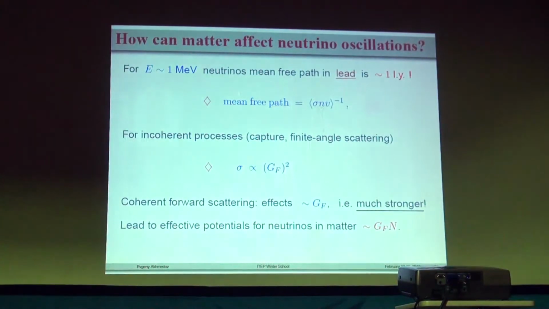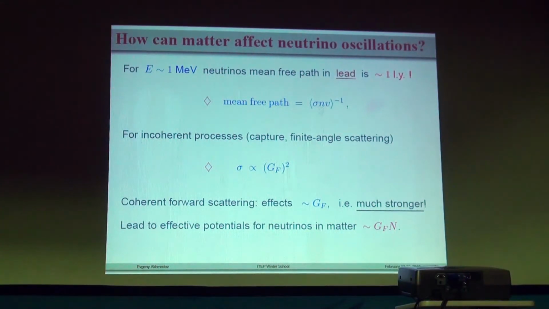Okay, now I mentioned at my first lecture that neutrinos interact so weakly with matter that the mean free path of a 1 MeV neutrino in lead is 1 light year. In lead, which is a very dense, heavy material. So how come the matter of the sun or of the earth, which is much less dense, can affect neutrino oscillations? The answer is the following.